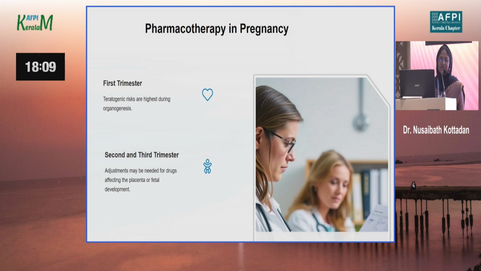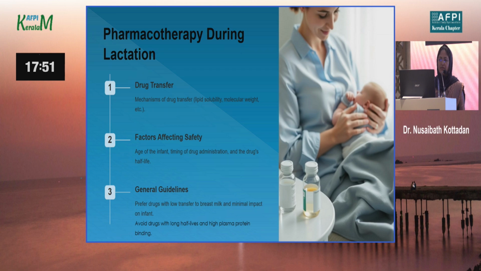In the first trimester, we have to consider organogenesis. So teratogenic drugs should not be used. Adjustment may be needed for drugs in the second and third trimesters because they may affect the placenta and fetal development. Then a few words about pharmacotherapy during lactation.